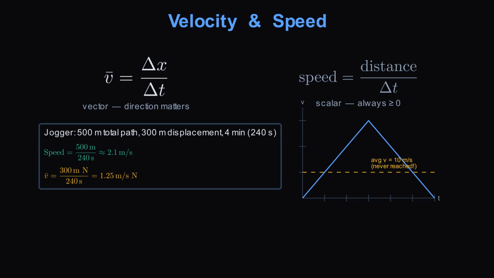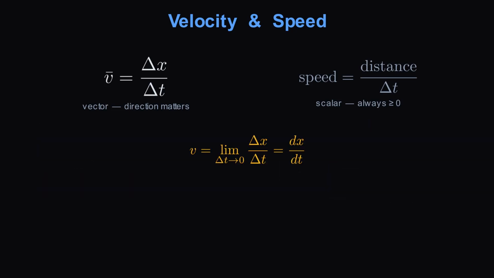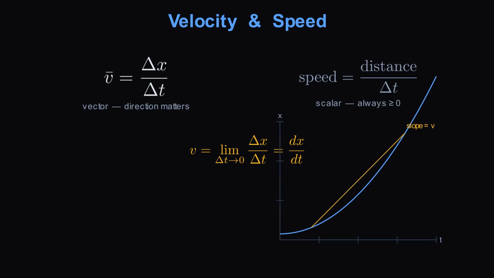This is why we introduce instantaneous velocity, the velocity at a single specific moment in time. Mathematically, it is the limit of the average velocity as the time interval shrinks to 0. v equals the limit of delta x over delta t as delta t approaches 0. If you have taken calculus, you recognize this immediately. It is the derivative of position with respect to time. v equals dx over dt.